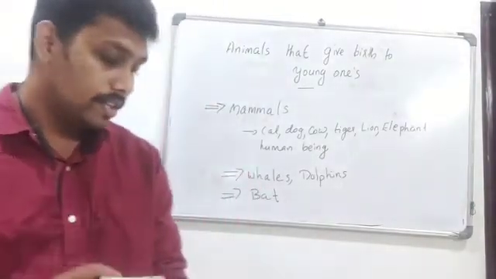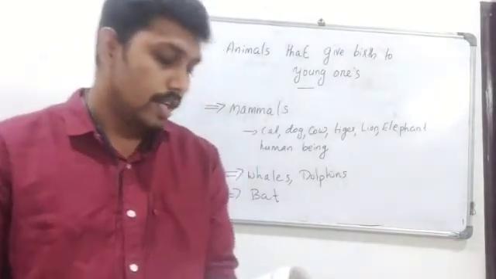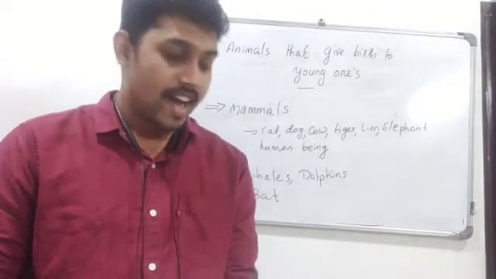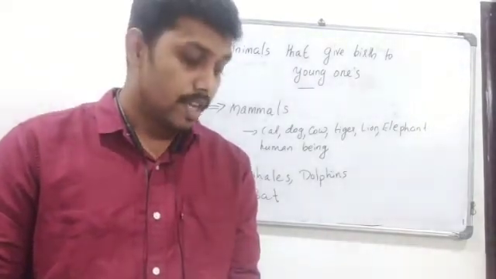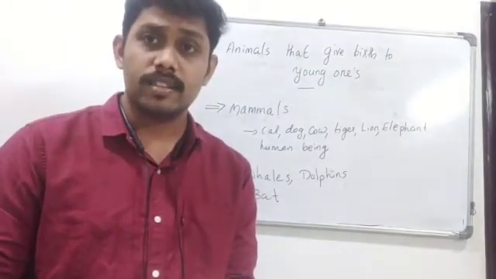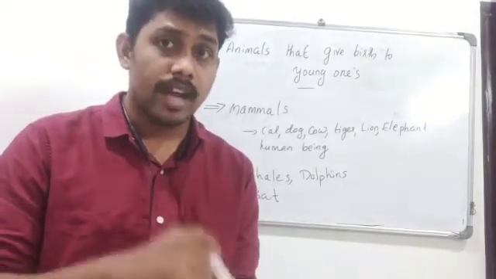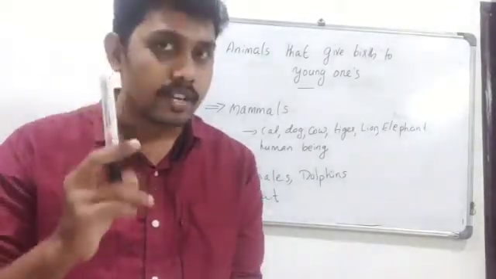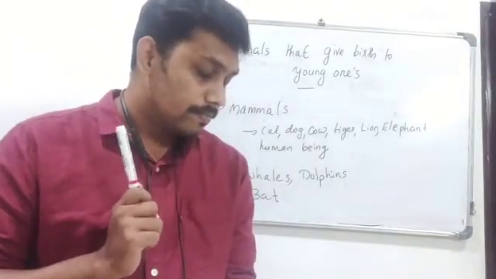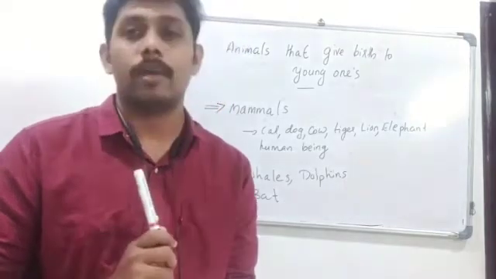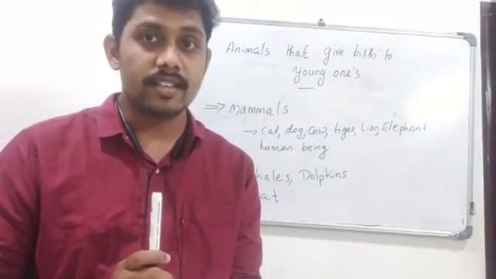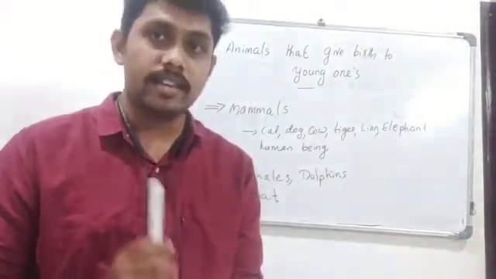Next is fill in the blanks. First question: the process by which chicks come out of the eggs is called dash. When the young one comes out from the egg, the process is called hatching. The second question: a dash is the larva of a butterfly. The answer is caterpillar.